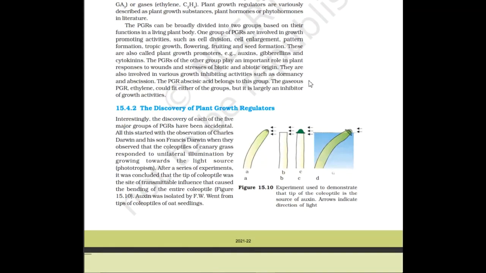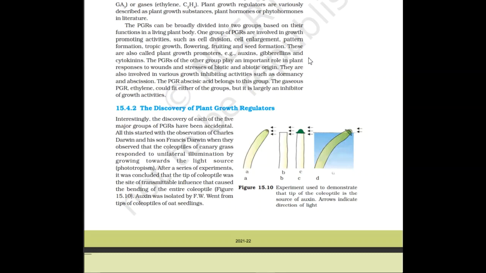The plant growth regulators can be broadly divided into two groups based on their functions in a living plant body. One group of plant growth regulators is involved in growth promoting activities such as cell division, cell enlargement, pattern formation, tropic growth, flowering, fruiting, and seed formation. These are also called plant growth promoters. Example: auxin, gibberellin, and cytokinin are plant growth promoters.